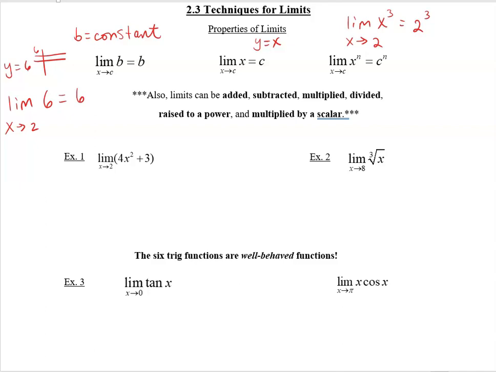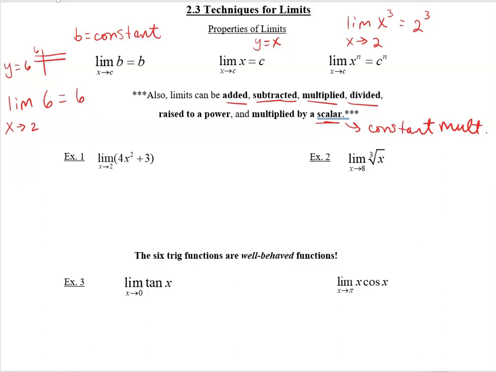That's all that is. Limits can also be added and subtracted, multiplied and divided and raised by a power. Limits are really versatile. So we can break them up by addition, subtraction, multiplication, and division. We can raise them to a power like an exponent, or we can multiply them by a scalar. Scalar is a fancy word for a number. So we can use a constant multiple. We can pull that to the front of a limit, and it's the exact same thing.